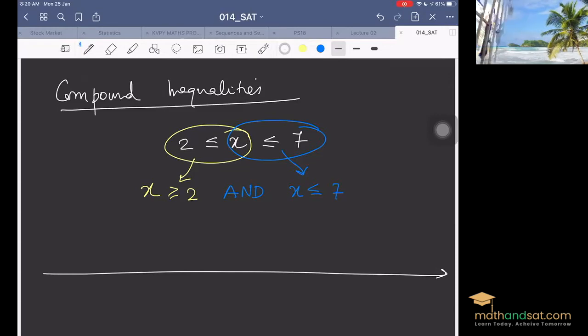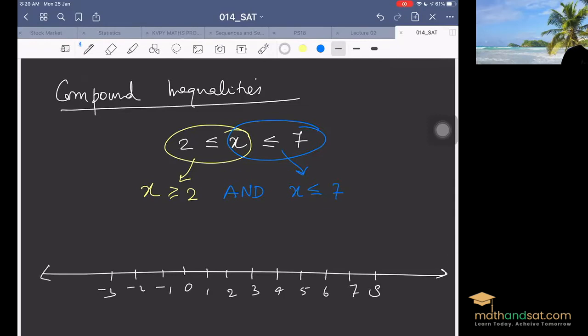So, of course, these numbers can be represented on the real number line. I mark 0, 1, 2, 3, 4, 5, 6, 7, 8. Here is minus 1, minus 2, minus 3, right? Now, let's mark the inequality, the numbers between 2 and 7. So there is a dot at 2, there is a dot at 7 to indicate that 2 and 7 are included in our solution. So can somebody tell me how many solutions do we have?